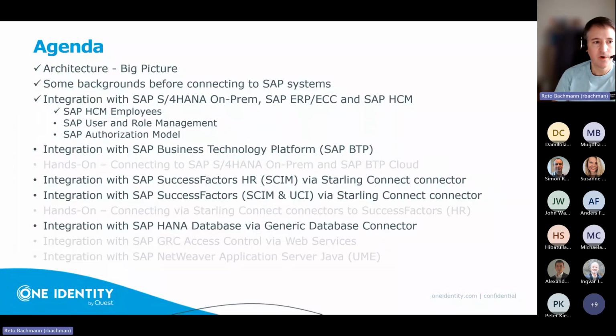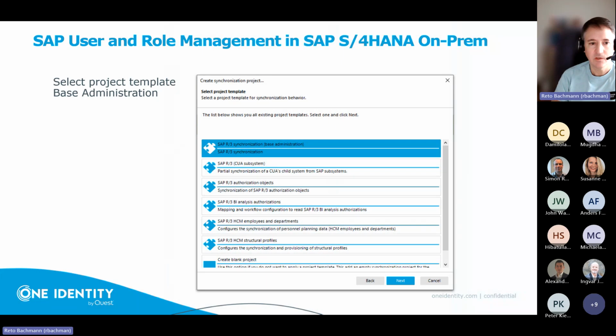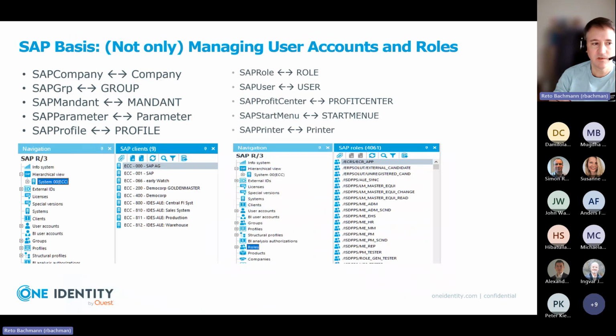So that's for the HCM employee data. And the second part is for user and role management. So if the customer, for example, only wants to connect SAP and they have a different HCM system and only wants to maintain the roles and profiles, then on our side, you have to use the base administration or the CUA subsystems connector to connect to the SAP system.